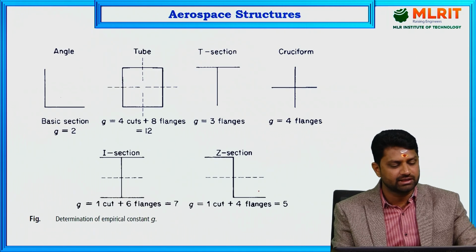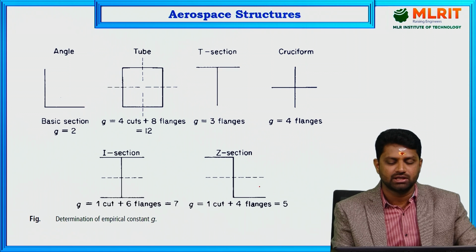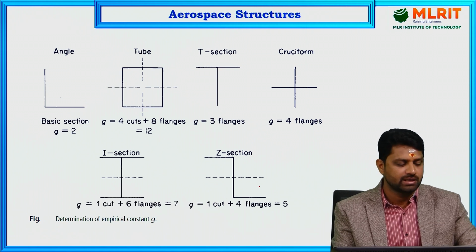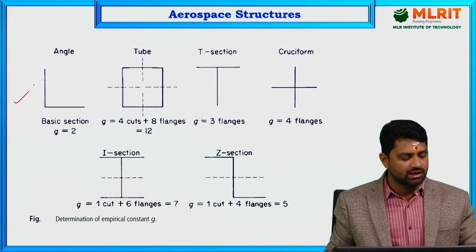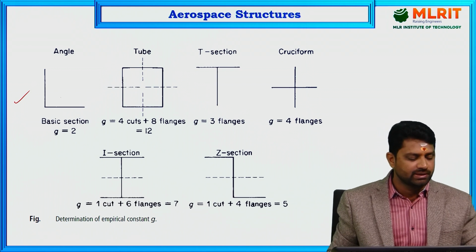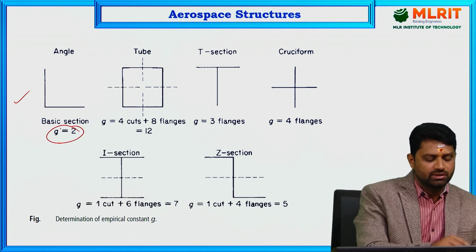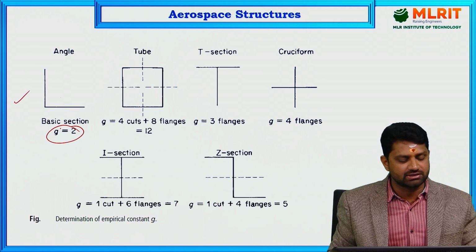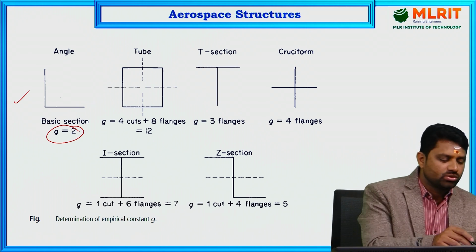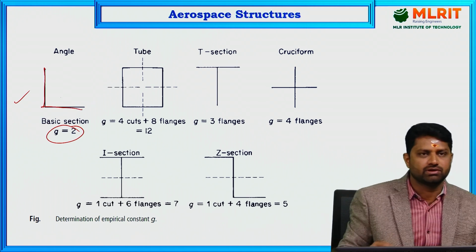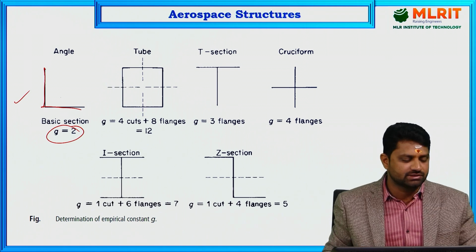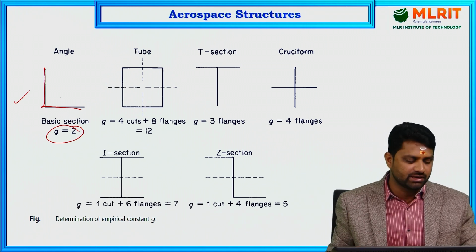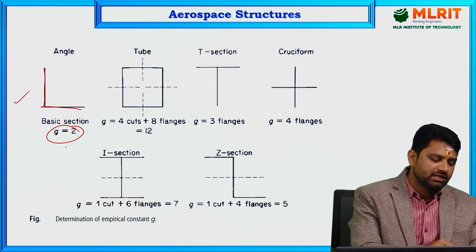Now if you look at this one, these are the various cross sections in which the values of G are predicted. The first one is the angle section, a basic section, where G is taken as 2. The number of cuts required is only 2, this is 1 and this is another one, and there are no more flanges existing after the cuts are made. So therefore it's simply G equals 2.